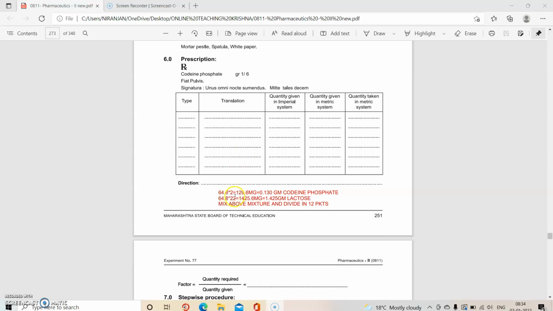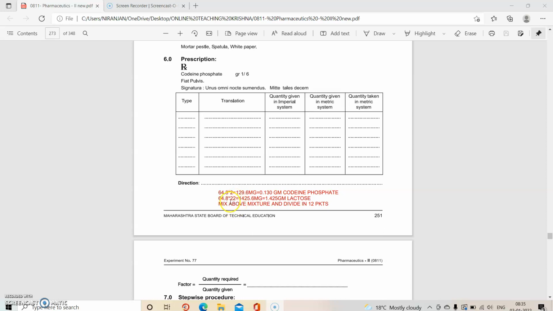64.8 milligram into 2, that is 129.6 milligram we will weigh codeine phosphate. 129.6 milligram we will convert it into gram, that is 0.130 gram we will weigh codeine phosphate. 0.130 gram codeine phosphate, and we will mix it with the 22 grains of lactose. Why 22? Because we have to submit the 12 powders, and each one will contain the minimum quantity 2 grain.